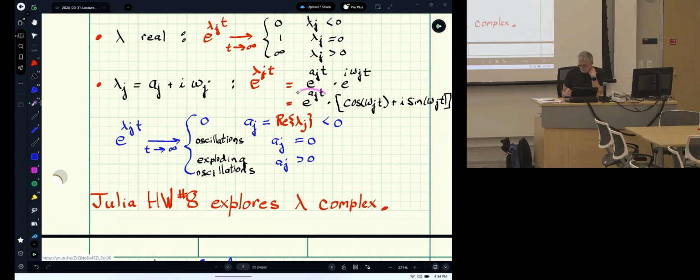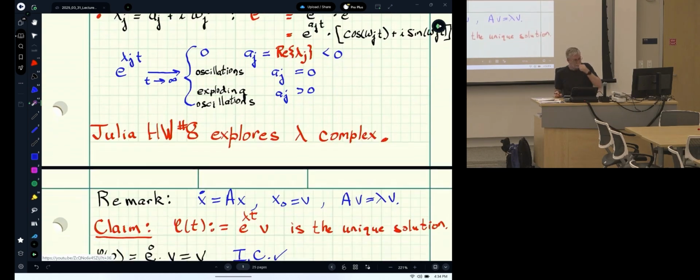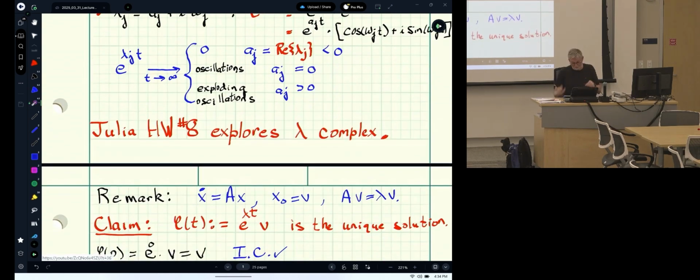But the thing out front is decaying when the real part of the eigenvalue is negative. When it's 0, this is 1, so this just oscillates. And then when this is positive, it's exploding, and so you get exploding oscillations that increase. And it's not pretty when you see a robot arm doing that, so run and hide when that happens, okay?